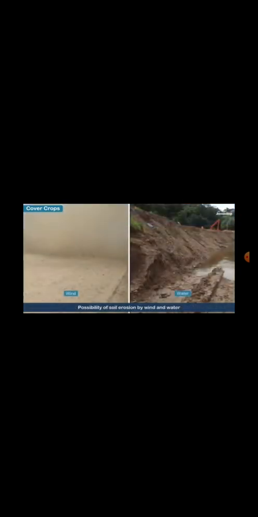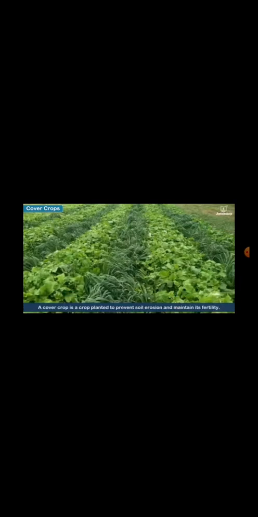Now, soil conservation by growing cover crops. Sometimes, just after a crop is harvested and before the next one is sown, the soil remains bare. At such times, there is a possibility of soil erosion by wind and water. A cover crop is a crop planted to prevent soil erosion and maintain its fertility. Grass is generally grown as a cover crop so that the soil is held together until the next crop is grown.